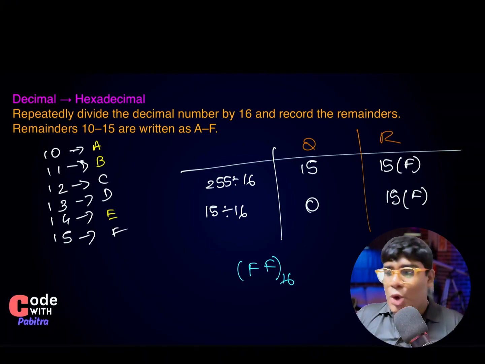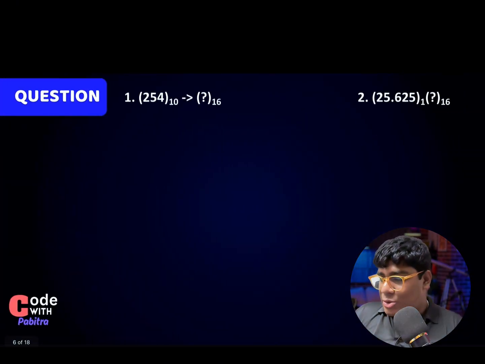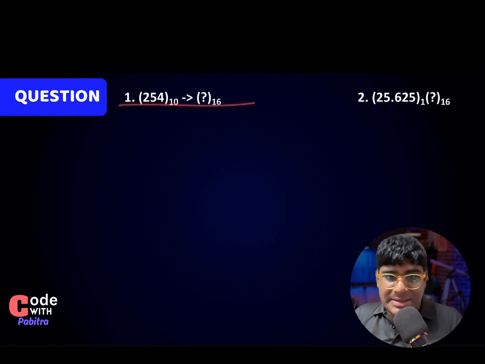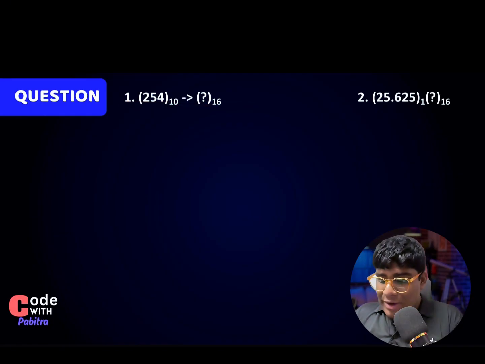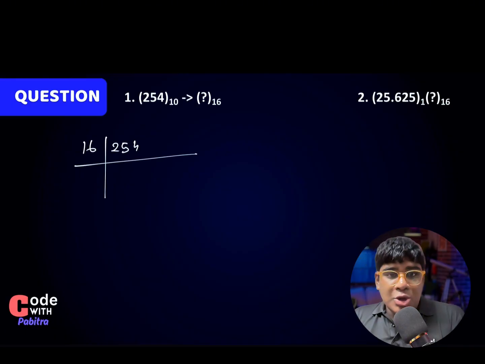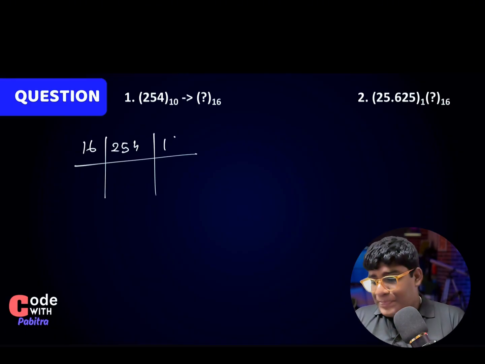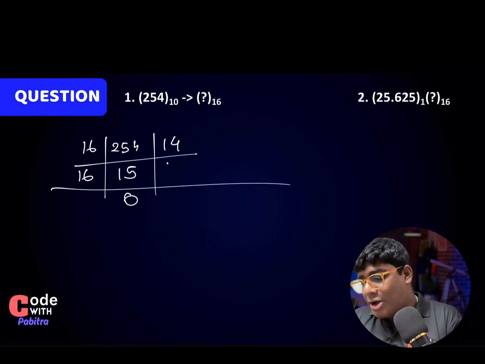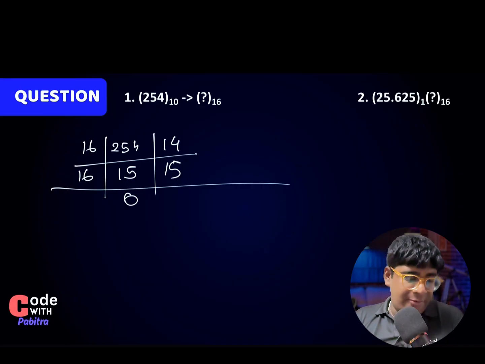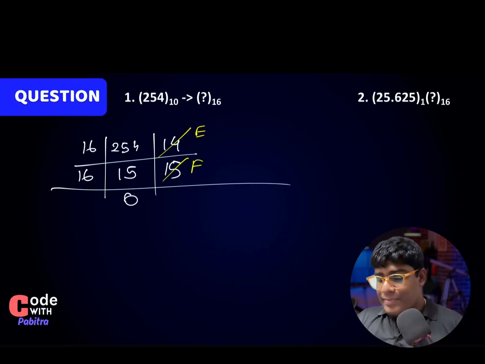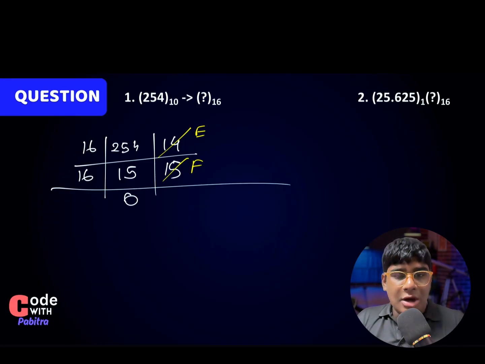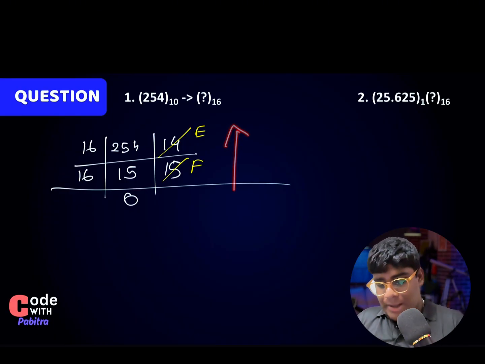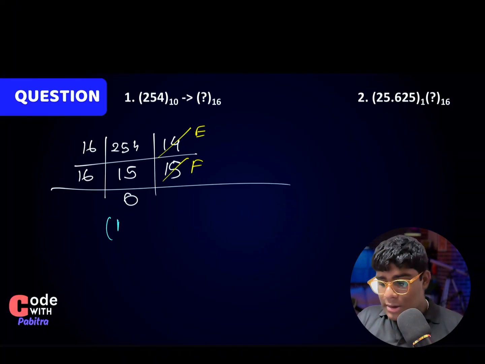So now we'll try some questions. 254 base 10 to base 16. To convert this, we will repeatedly divide by 16 like this. So we'll get 14, and again by dividing we'll get 15. So instead of writing 14 and 15, we will write E and F. So in a bottom to top manner, our answer will become FE, base 16.